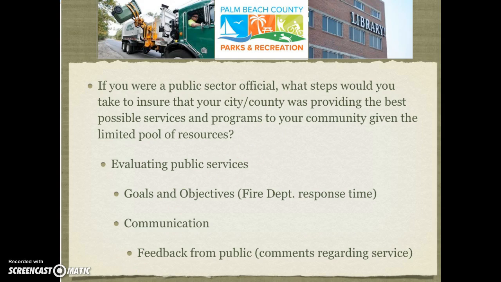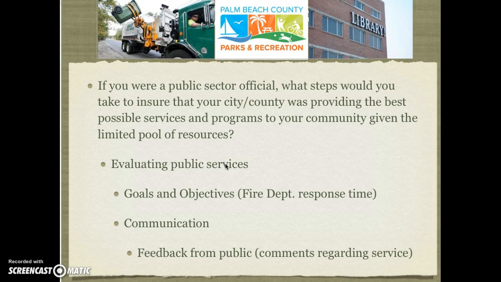Okay, now the last part of your discussion assignment for this week is, if you were a public sector official, what steps would you take to ensure that your city, county was providing the best possible services and programs to your community, given the limited pool of resources? So here, how do you determine whether or not your local government is doing what the people want it to do? And so basically you're evaluating your public services.